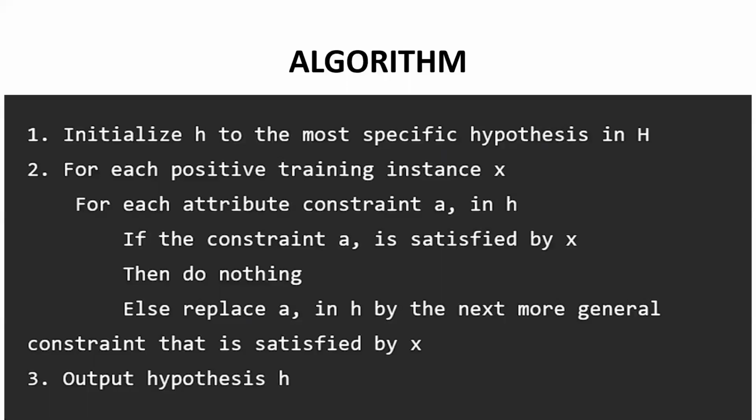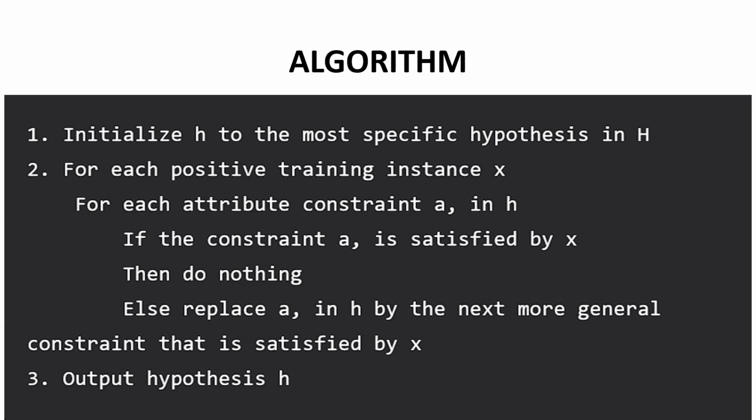The algorithm for Find-S algorithm. Initially, H is specified, that is the hypothesis H. For each positive training instance X, for each attribute constraint A in H: if the constraint A is satisfied by X, then do nothing; else replace A in H by the next more general constraint that is satisfied by X.